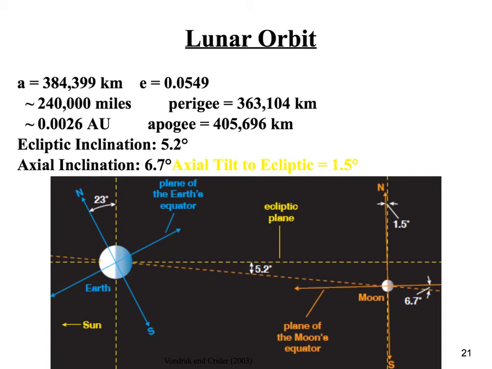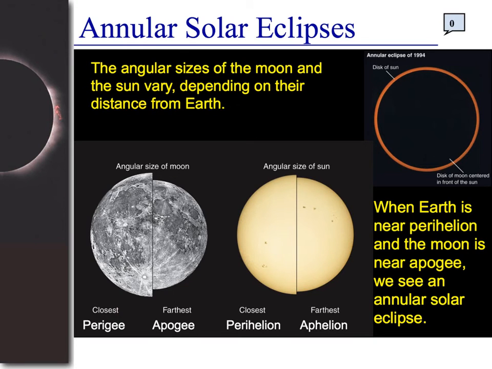But we can still see that there are measurable differences between perigee and apogee. Perigee is significantly closer than apogee. Here we can see the comparative sizes of perigee and apogee of the moon, and perihelion and aphelion of the sun, when Earth is in those positions. When the moon is at its closest, it's about 13% larger than when it's at the furthest. And when Earth is in its closest path around the sun, at perihelion, you can see it is much larger than when we are at aphelion.